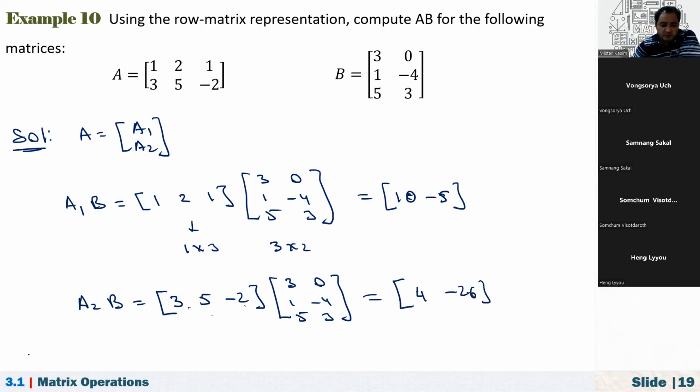So now what will be this product? Let me just write it at the top. The product A times B will be the first row, 10, negative 5. The second row, it is 4 and negative 26.